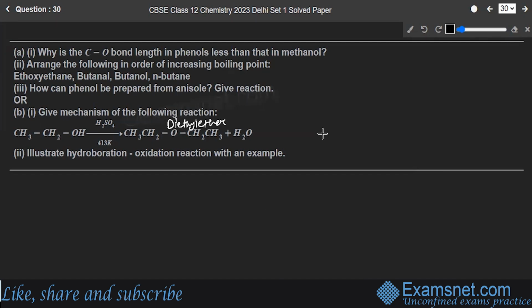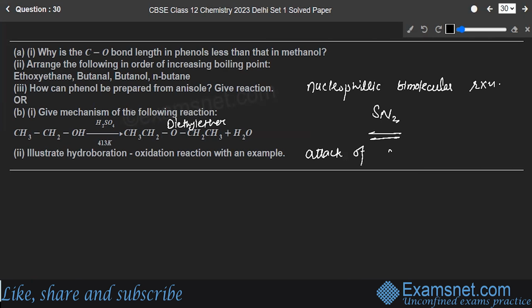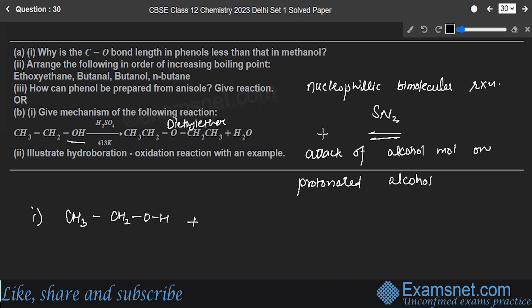Now let's go for the mechanism. The formation of ether is a nucleophilic bimolecular reaction, SN2, involving attack of an alcohol molecule on protonated alcohol. All right, so let's go with the mechanism. The very first, you have CH3CH2OH. Sulfuric acid will give the hydrogen ions, and there are two lone pairs on oxygen. So this hydrogen will get attached over here. It will be CH3CH2OH with one H plus attached, and two lone pairs over here.